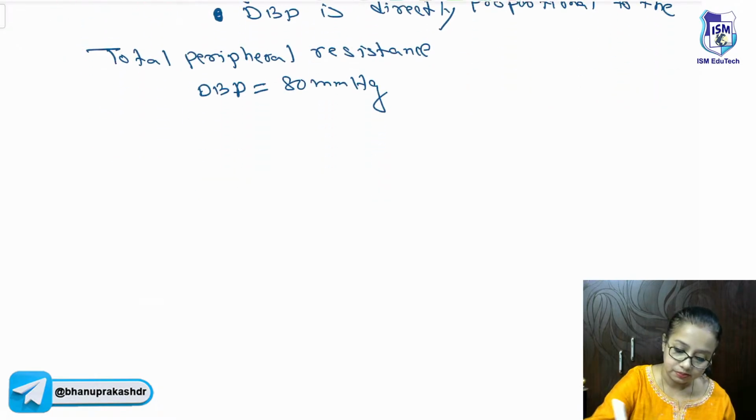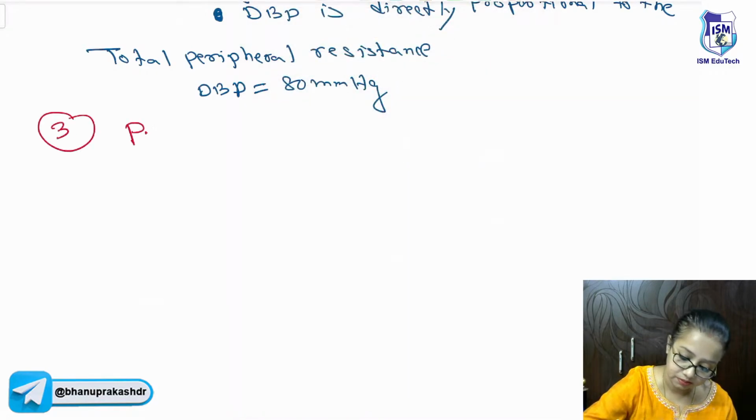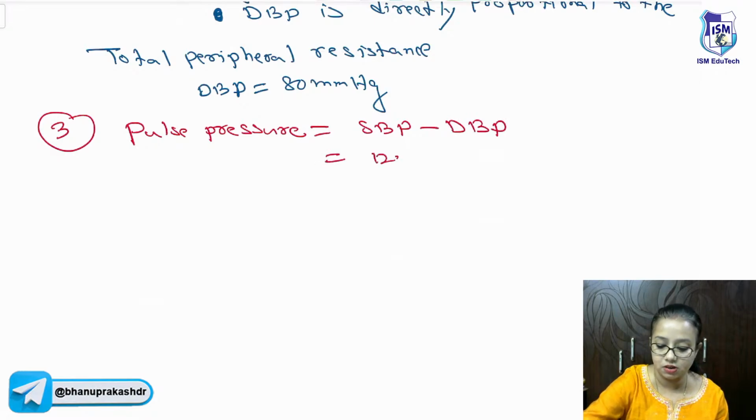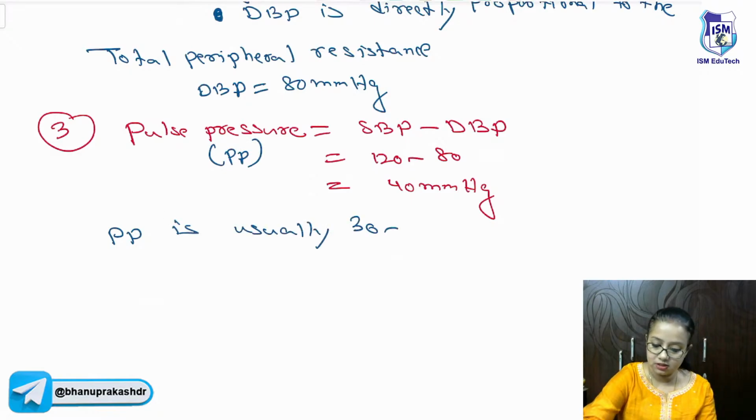The third one is the pulse pressure. This pulse pressure is actually systolic blood pressure minus the diastolic blood pressure. Automatically we know, assuming it's 120 and 80, it is about 40 mmHg. So this pulse pressure is usually between 30 to 40 mmHg.